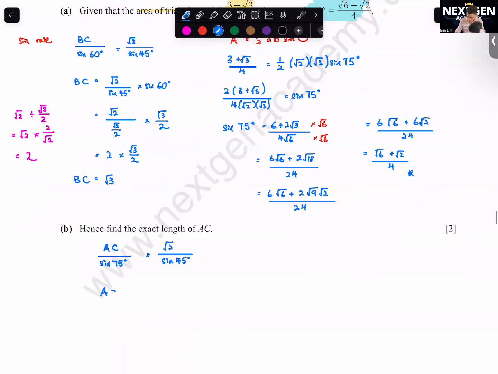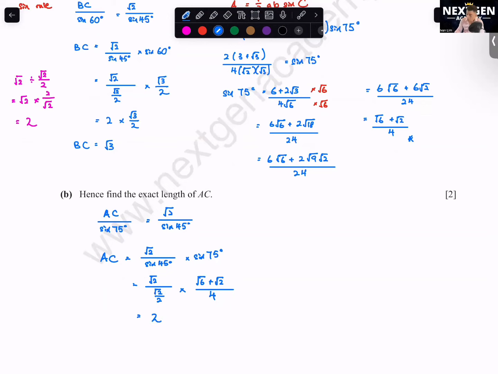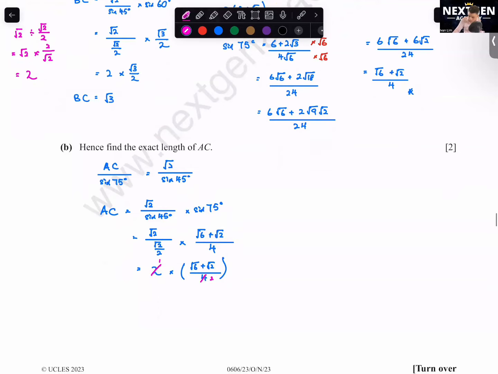Okay, rearrange it. AC equals sec 2 over sine 45 degrees multiplied by sine 75 degrees. What do we have? Sine 45, did they give us? Root 2 over 2. Do the same thing. Root 2 over 2. Sine 75: root 6 plus root 2 over 4. This will be 2 times root 6 plus root 2 over 4. This and this cancel, and we will be left with root 6 plus root 2 over 2.